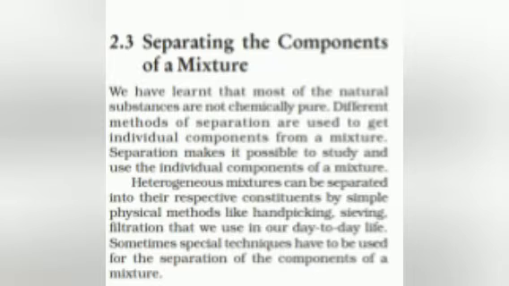Let us see the different methods how to separate the different components of the mixture. कैसे हम अलग अलग components से mixture को separate कर सकते हैं. We have learned that most of the natural substances are not chemically pure. ये chemically pure नहीं होते, अलग अलग substance एक साथ आके chemical bond बन के वो बनते हैं. Different methods of separation are used to get individual components from the mixture. मिक्सचर में जो अलग अलग components है उसको separation करके individual component हम मिला सकते हैं. Separation makes it possible to study and use the individual components of the mixture.